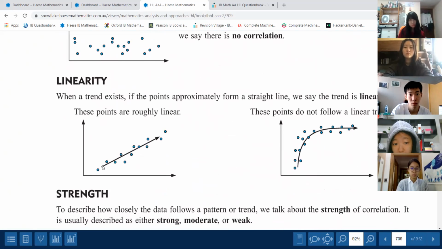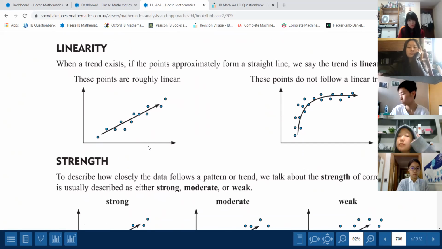For linearity, if it follows a straight line, then you say, yes, the relationship is linear. Otherwise, it is not linear. Can you see this compared to this? How to get this line, we'll talk about that in a later class, something called the line of best fit. That's not for today.